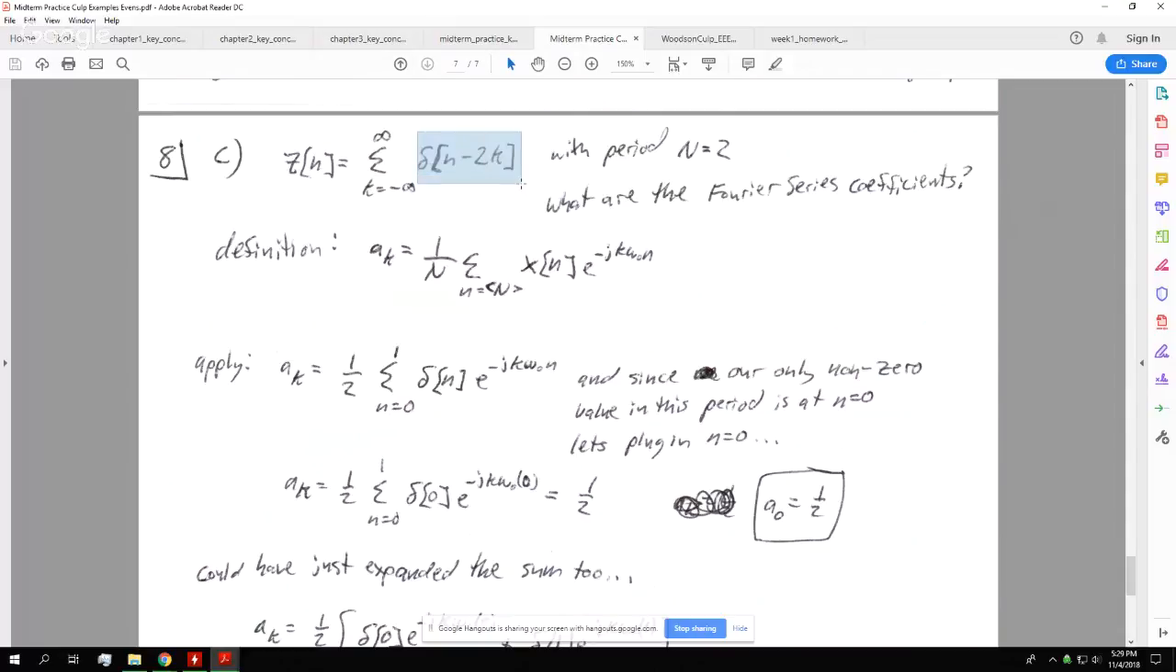All right. The definition of a delta function, no matter what, is whenever the argument of the delta function, the argument being the thing that's inside the brackets, evaluates to 0, this delta function will output a value of 1. So how do I get this argument to become 0? Well, I just set this equal to 0. n minus 2k equals 0. So when will this be true? Well, this will be true when our k and our n line up.